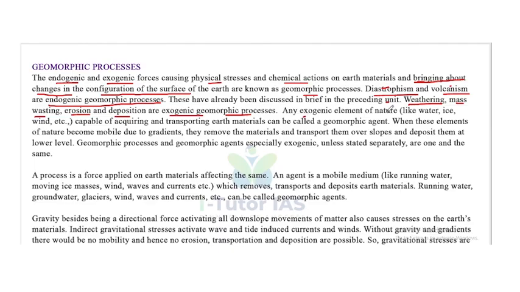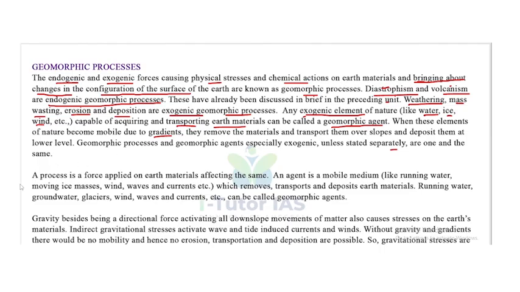Any exogenic element of nature, that is water, ice, wind, etc., capable of acquiring and transporting earth materials can be called a geomorphic agent. Okay, so these are capable of acquiring and transporting earth material and can be called geomorphic agents. When these elements of nature become mobile due to gradients, they remove the materials and transport them over slopes and deposit them at lower levels. Geomorphic processes and geomorphic agents, especially exogenic, unless stated separately, are one and the same.